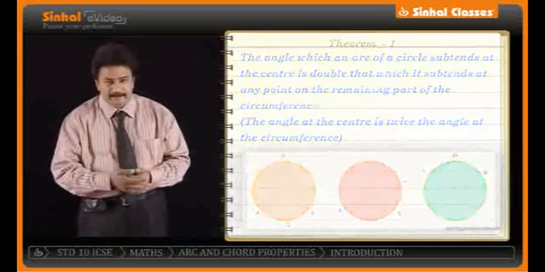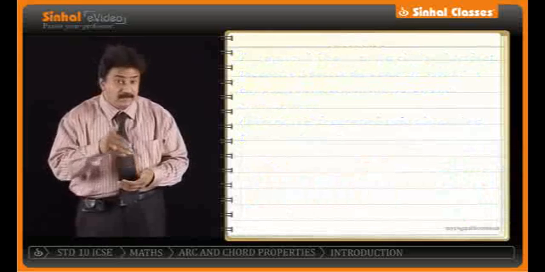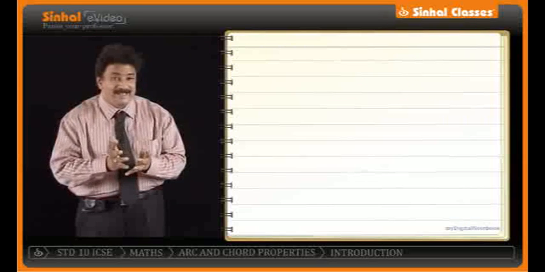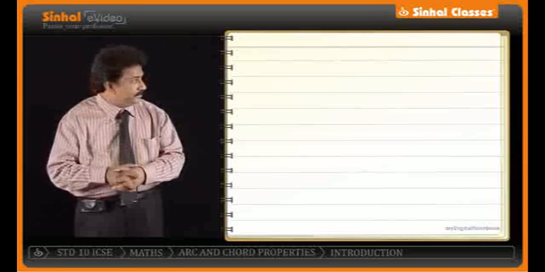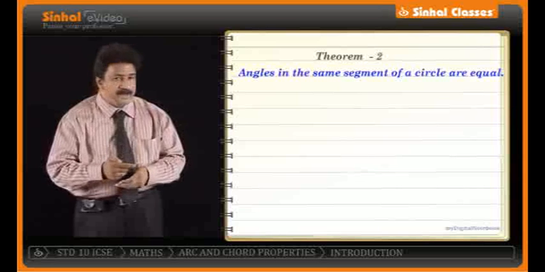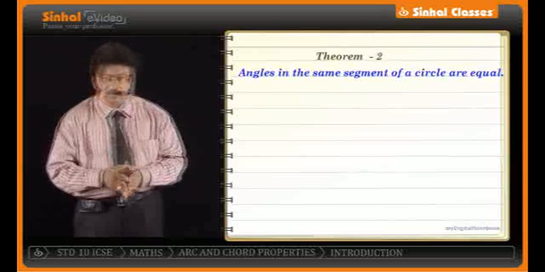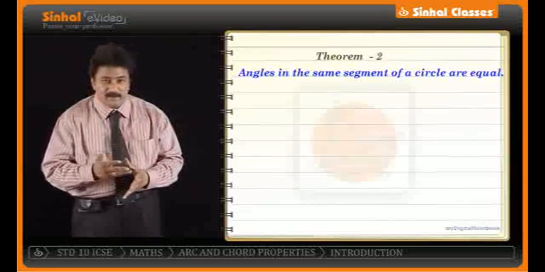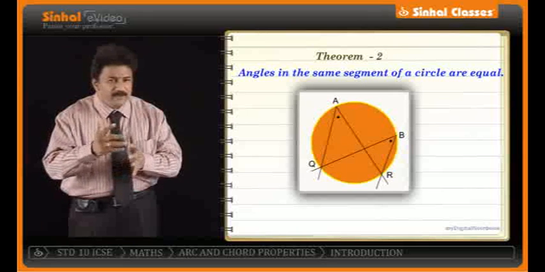Similarly, we pick up the next theorem, the second theorem of this chapter. Now, what does it say? We read this. Angles in the same segment of a circle are always equal. Let's take one example, see what is given to you. Now you see the figure which is given to you.